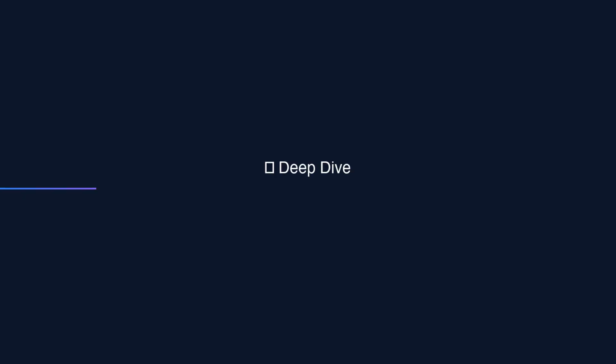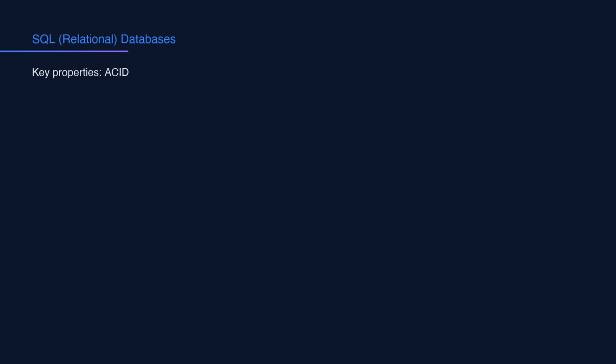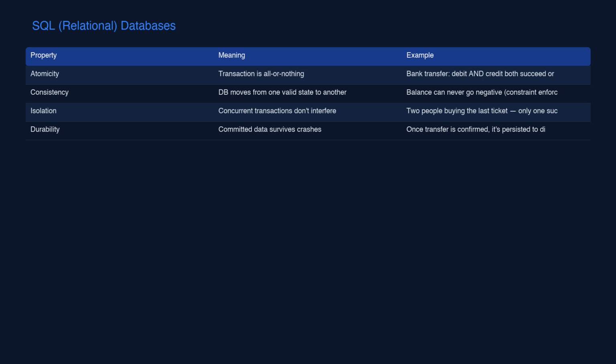Let's get into the technical details now. SQL databases are built on ACID properties. These 4 properties guarantee that your data stays consistent and reliable, even when things go wrong. Here's what ACID stands for. Atomicity means a transaction is all or nothing. Think of a bank transfer. Both the debit and credit must succeed, or neither happens.